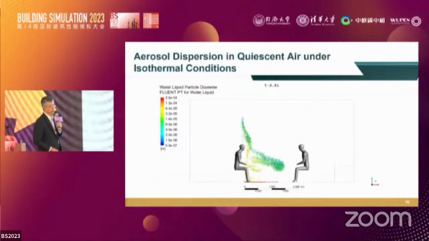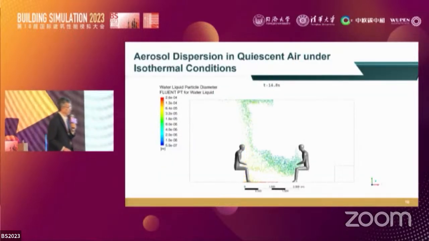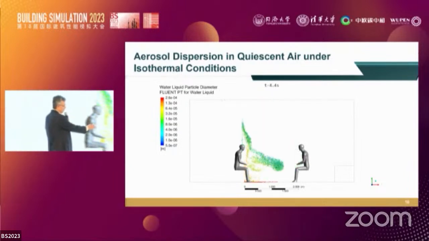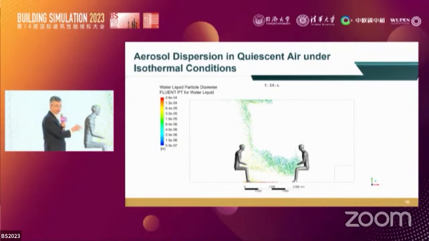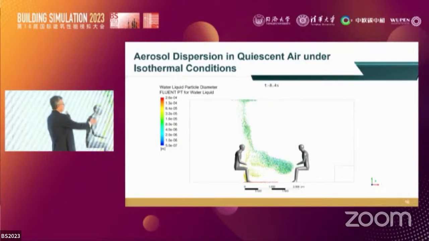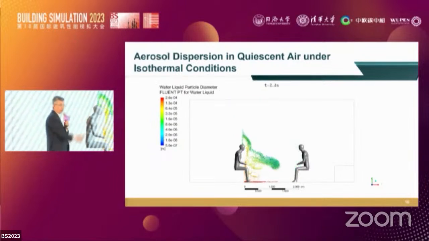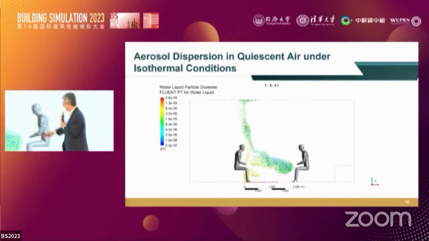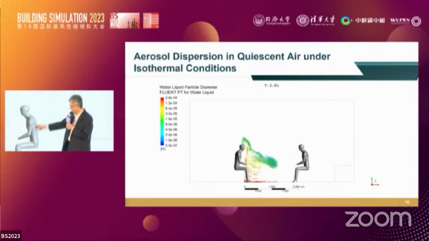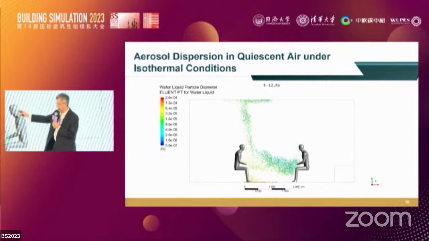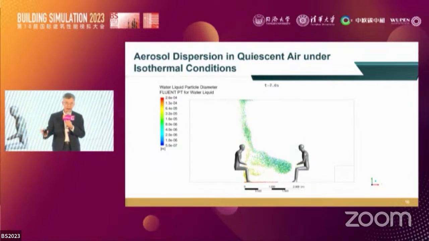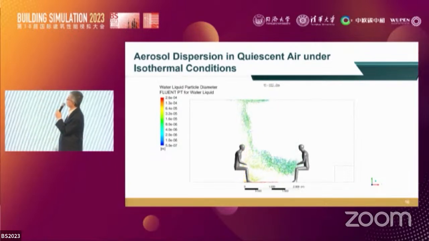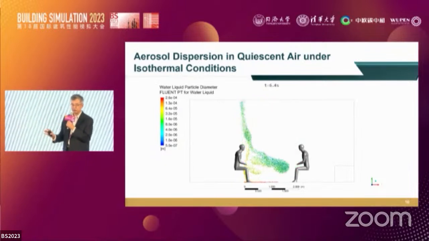So we tried to do a simulation using computational fluid dynamics, or CFD. We have one person here cough, right? And these different colors represent the different sizes. The very small ones, because of thermal buoyancy, just go upwards. And the larger ones, about 10 microns or so, can go 2 meters. And this is under a very special condition. If you look at the title there, it's in quiescent air. So the air does not move.